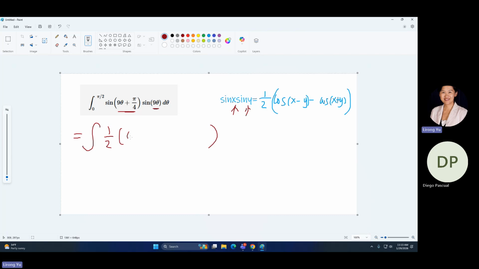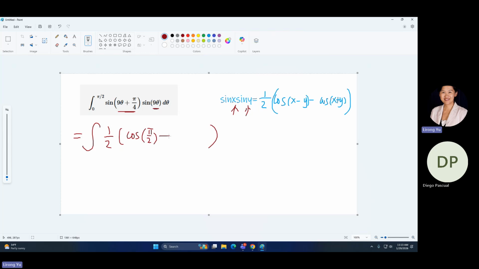The first one is cosine of the two angles subtracted. We have 9 theta plus pi over 2 minus 9 theta, because these are the x and y. So x minus y. First one, you've got to have subtraction. So you have cosine over here. That's the first one.